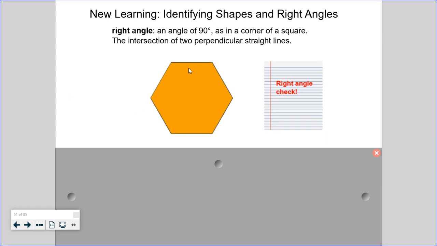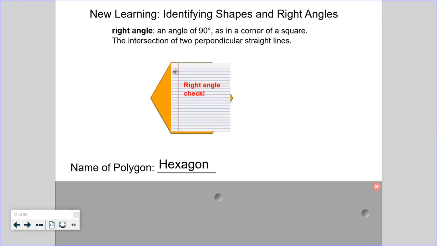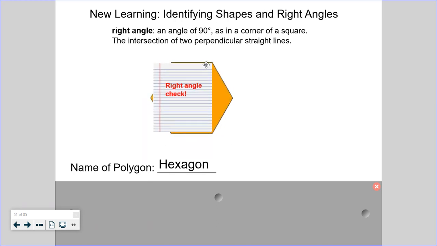Okay, let's check this one. This has 1, 2, 3, 4, 5, 6 sides. So we know this is a hexagon. So let's check the angles. Is this a right angle? It's an angle, not a right angle though. How about on the other side? Nope, not a right angle because it is bigger than that right angle.